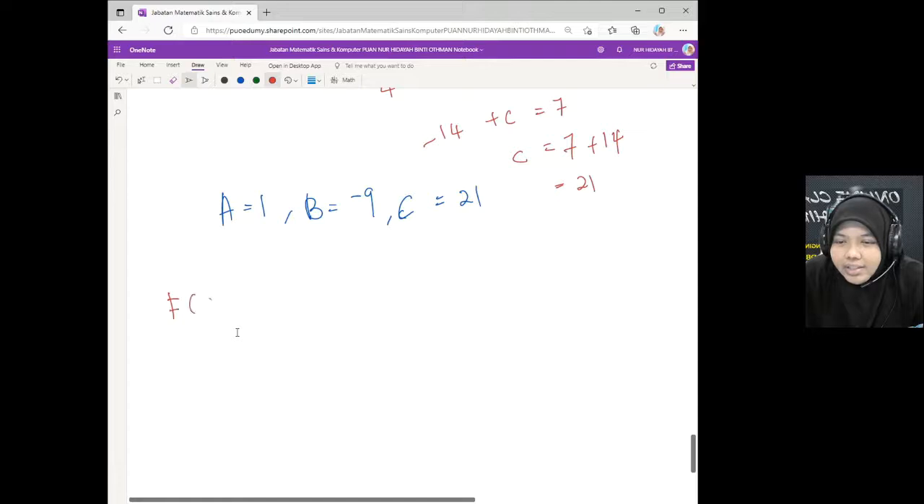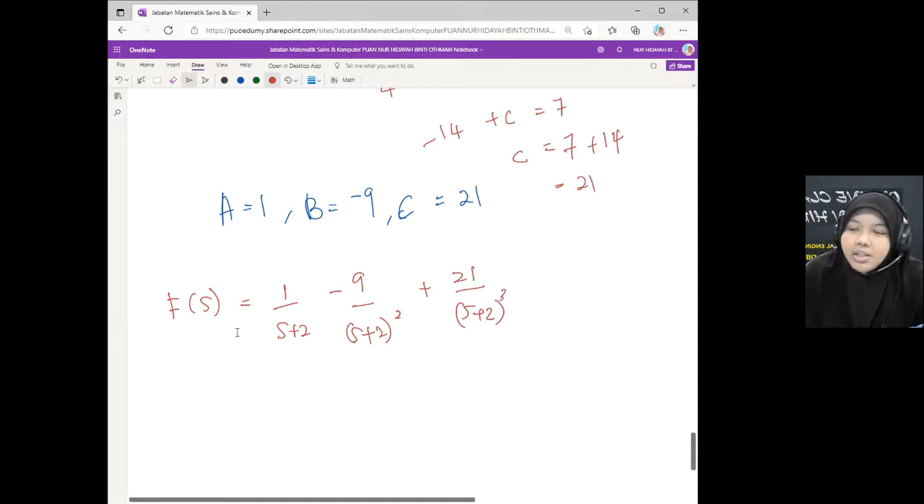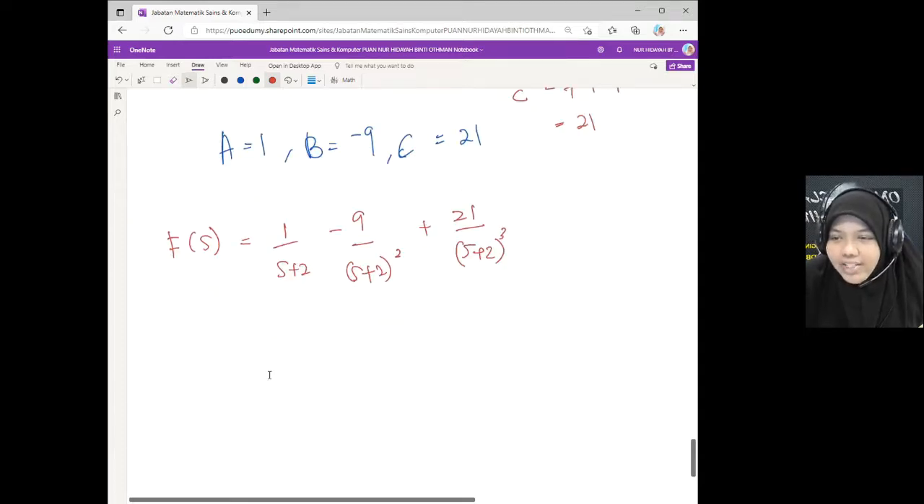So our F(s) equals to a is 1 over s plus 2 minus 9 over s plus 2 to the power of 2 plus c equals to 21 over s plus 2 to the power of 3. Okay, since we have this 3, what should we do next is we must inverse our F(s). Inverse our F(s), we will get F(t).